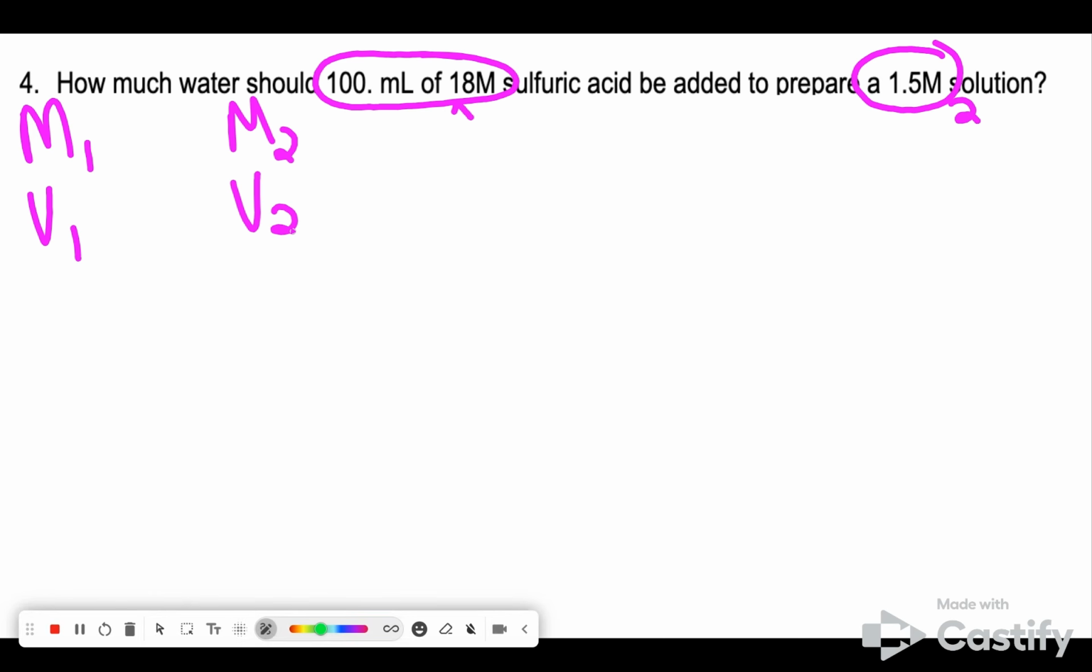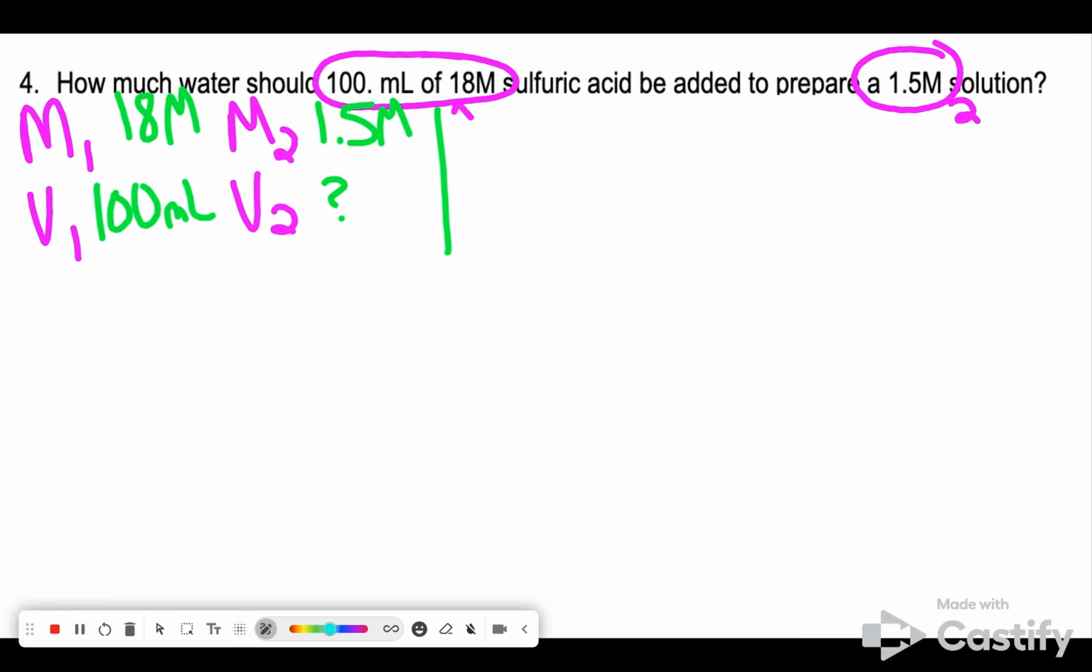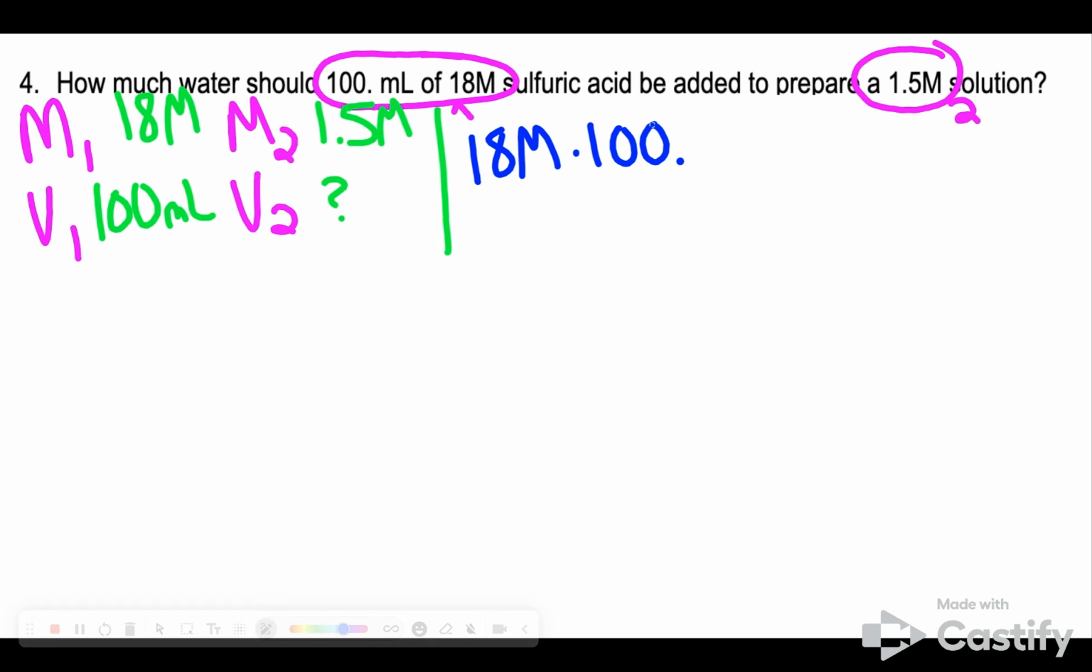So my M1 is 18 molar, and I'm starting with 100 milliliters. My final concentration is 1.5 molar, and I don't know that volume. So I'm going to have to solve using the formula M1 V1 equals M2 V2. So it's going to be 18 molar times 100 milliliters is equal to my 1.5 molar times V2.